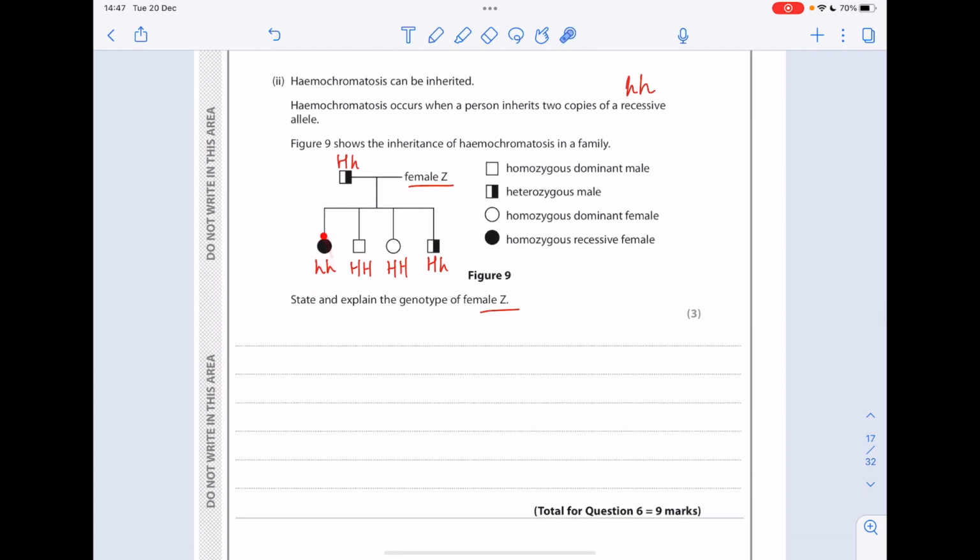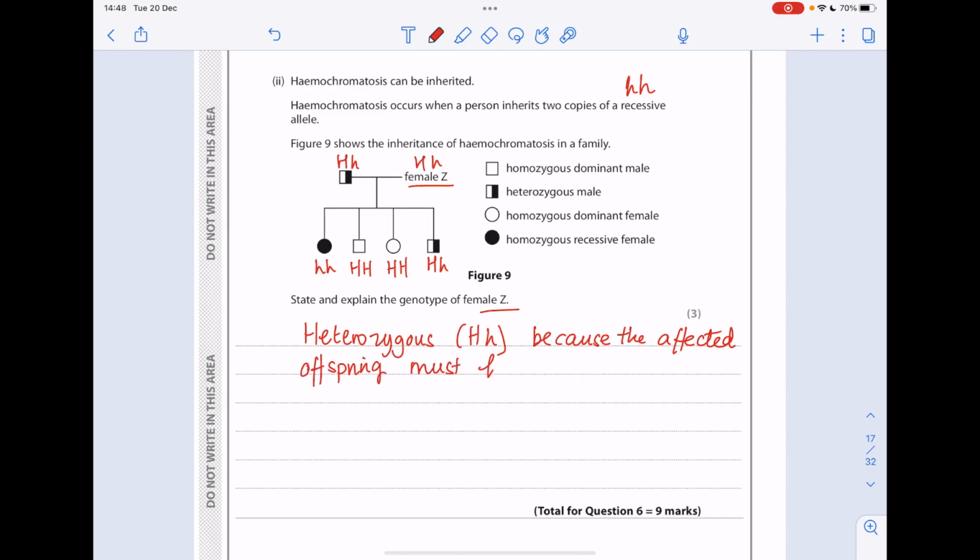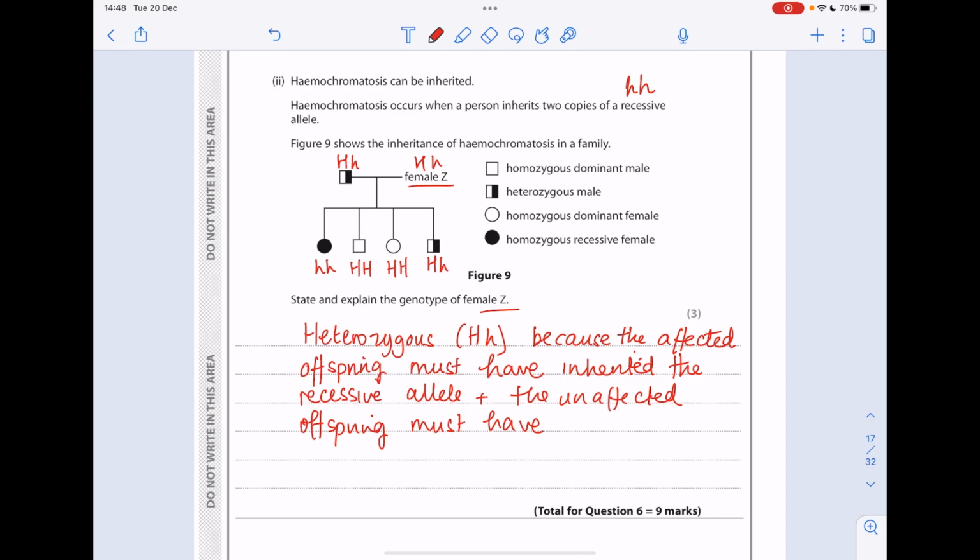Well, because we have this affected female over here, but then we have these unaffected children over here, they must be Hh, heterozygous. Why is that? Because the affected offspring must have inherited the recessive allele from her, whereas the unaffected offspring must have inherited the dominant allele.